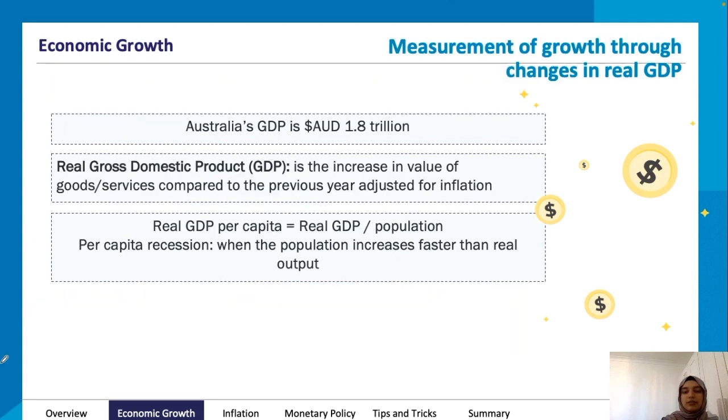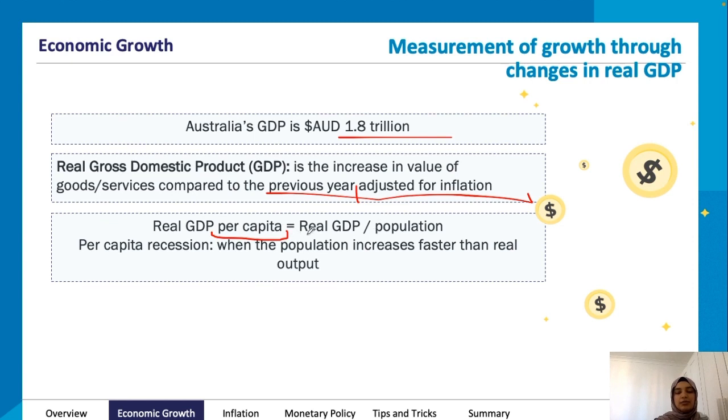So, measurement of growth through changes in real GDP. Australia's GDP sits at around 1.8 trillion, which is an approximation. The real GDP is the increase in value of goods and services compared to the previous year, adjusted for inflation. Because inflation can distort the figures, we remove its effects and get the real GDP, compared to just the GDP, which is why it's called real GDP. Real GDP per capita means per head, so per person.